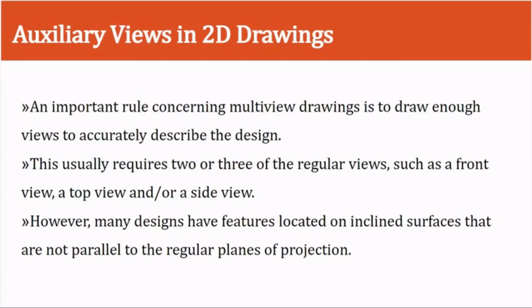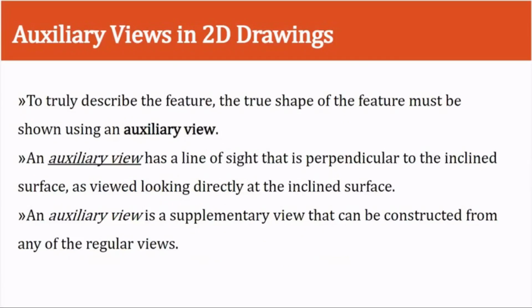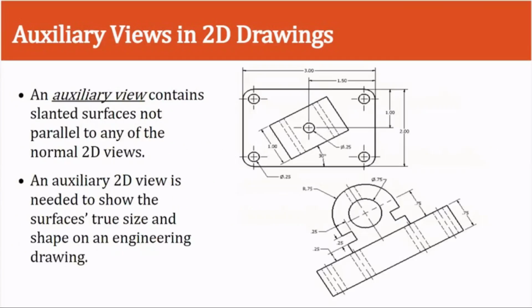However, many designs have features located on inclined surfaces that are not parallel to the regular planes of projection. So to truly describe the feature, the true shape of the feature must be shown using an auxiliary view. So ang ating auxiliary view has a line of sight that is perpendicular to the inclined surface, as viewed looking directly at the inclined surface. So an auxiliary view is a supplementary view that can be constructed from any of the regular views.